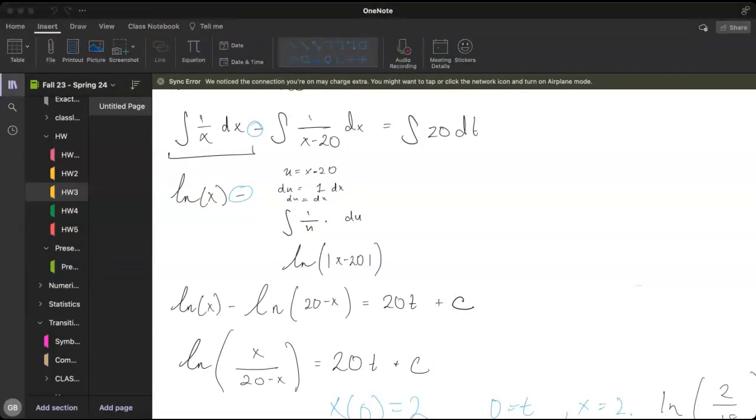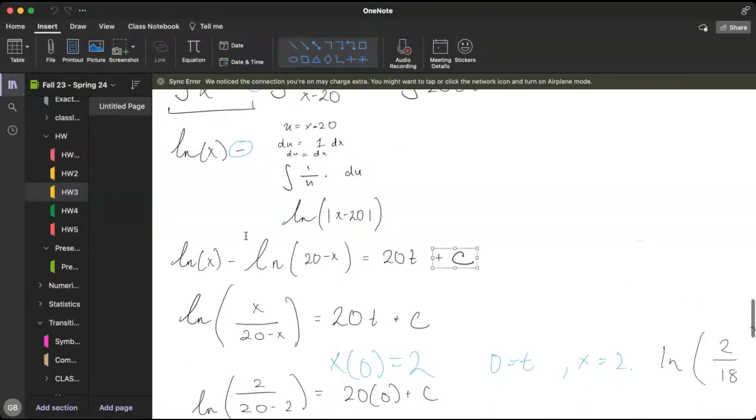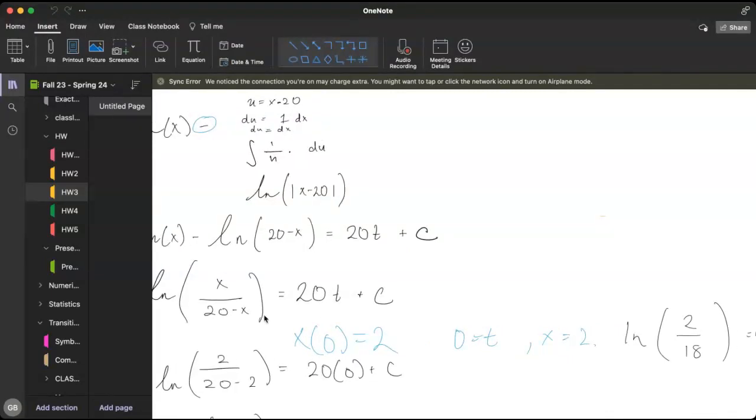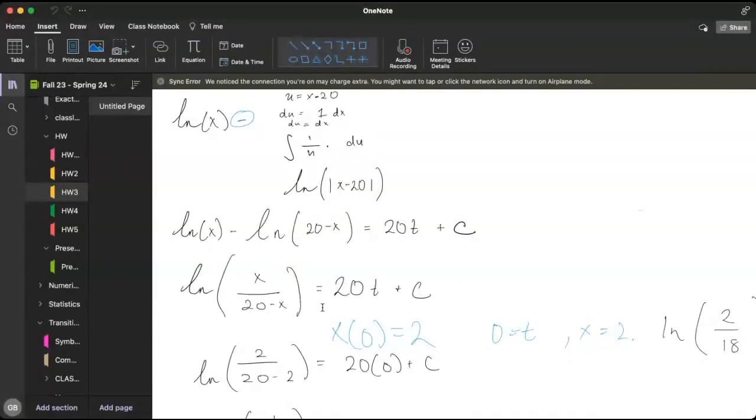Okay. So yeah, we pick up that constant of t, and we have our constants all added to the right-hand side. And then we can just use our rules of logarithms, which was if you have a logarithm minus another logarithm, you can take the inside terms. So it would be x over 20 minus x equals 20t plus c. And we have our initial condition, which I can use now.